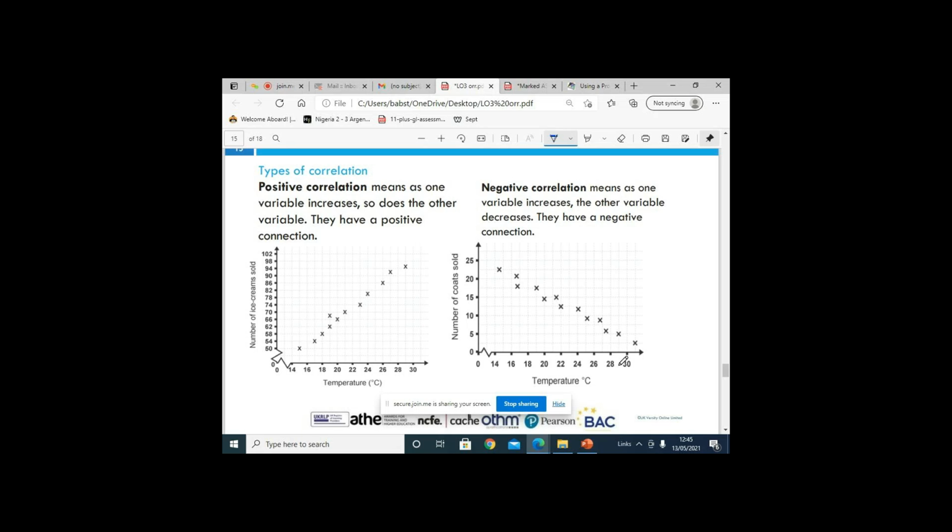All right. So now we try and do questions on each type of graph so that we can be able to analyze and pick out things there.